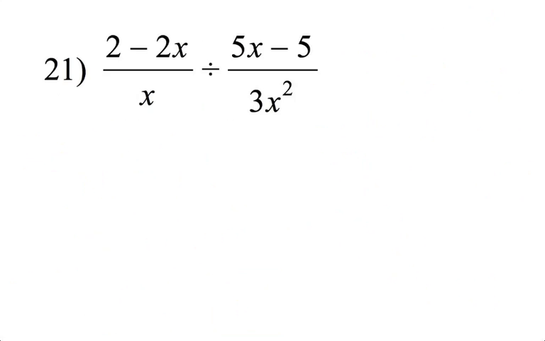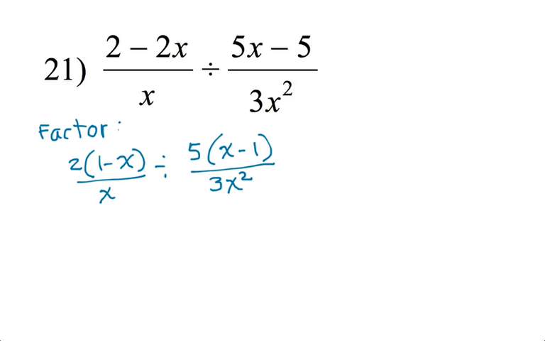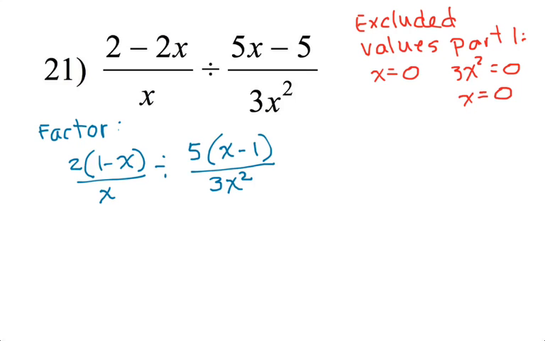Another division problem. First, we're going to factor everything without changing it to multiplication. We want to keep our original set of denominators, so we have our excluded values from part 1. Again, all we get is 0 from both of those denominators to exclude.